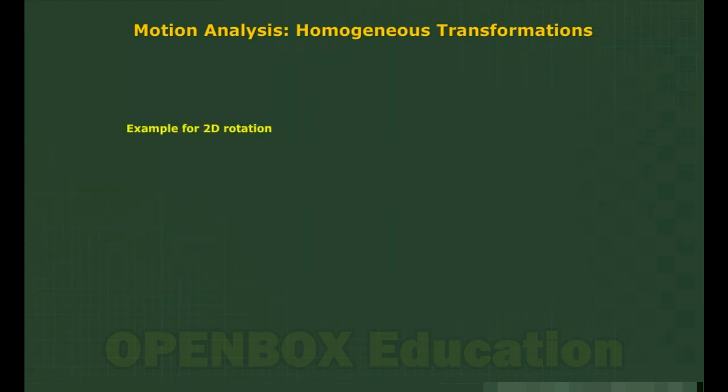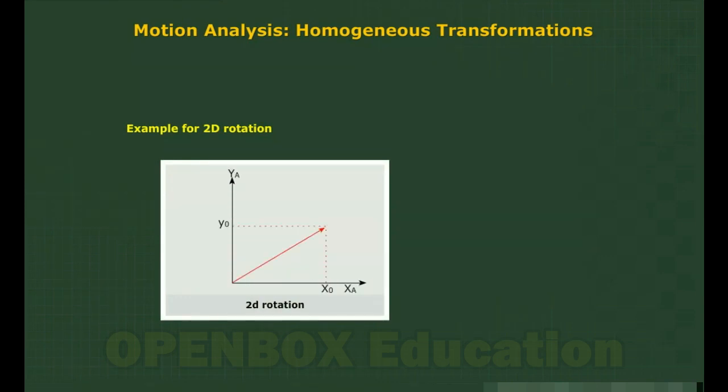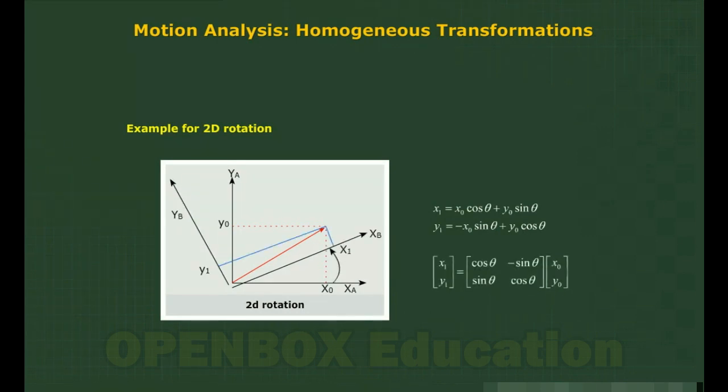Example for 2D rotation is shown here. Mark the points x0 and y0 along the vector xa and ya. The vector xb and yb is drawn along the angle theta. Point x1 and y1 are marked in the vector xb and yb.